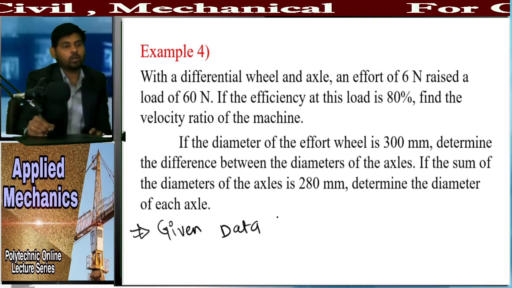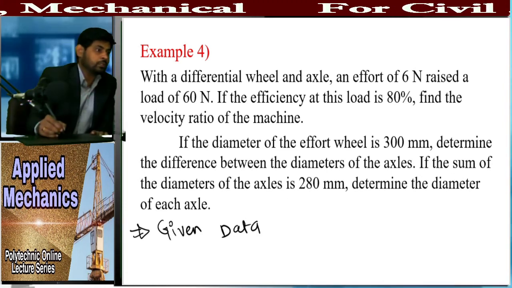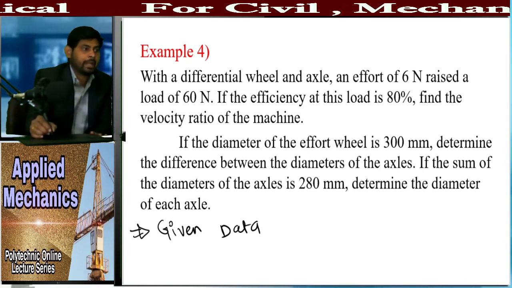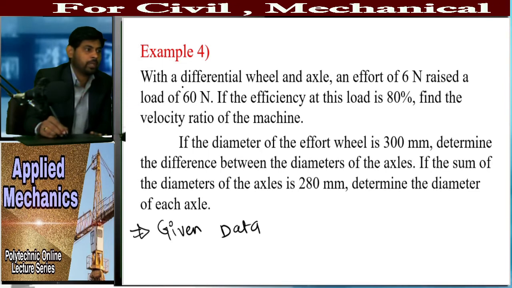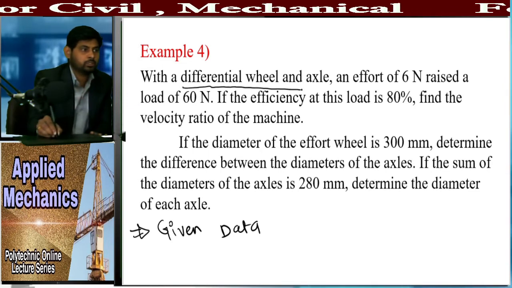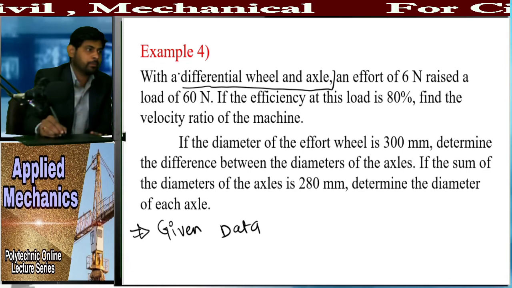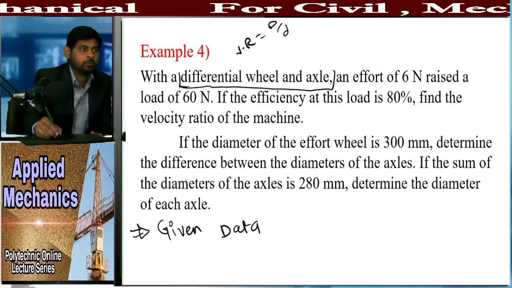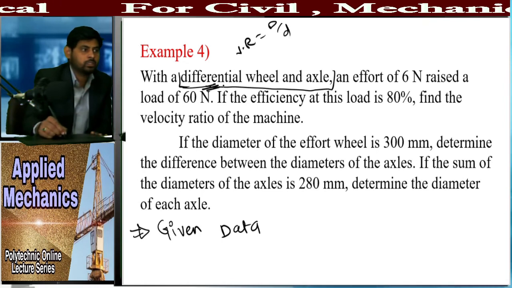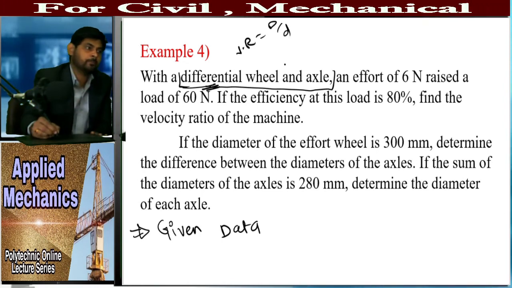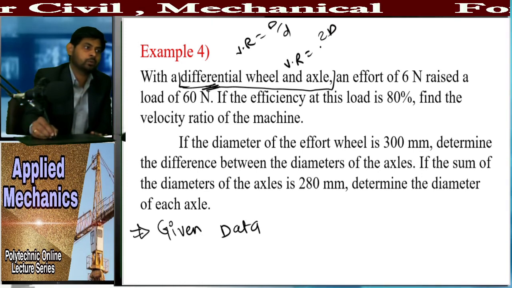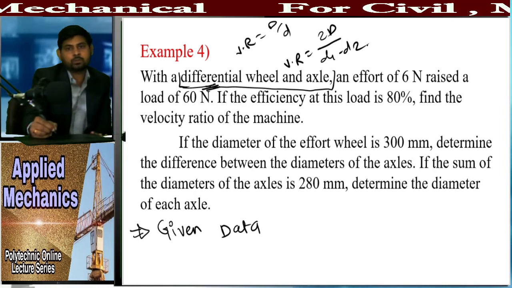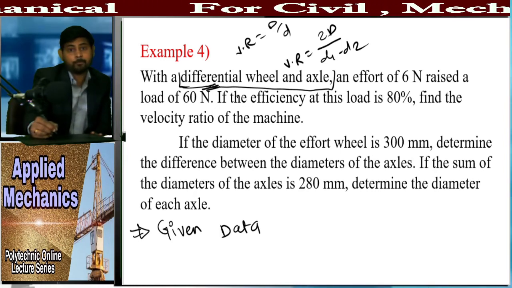So what given data we have? For that we have to read the problem carefully, with the differential wheel and axle. Here in the problem they mention which machine is being used. If the simple wheel and axle is mentioned, then you have to use velocity ratio is equal to D by d. But here they are using the word differential, so you have to use VR is equal to 2D upon d1 minus d2.